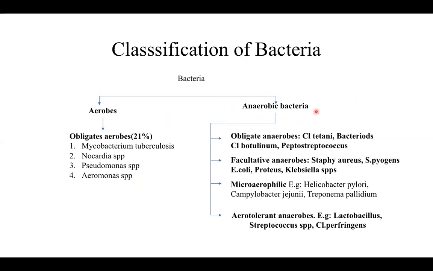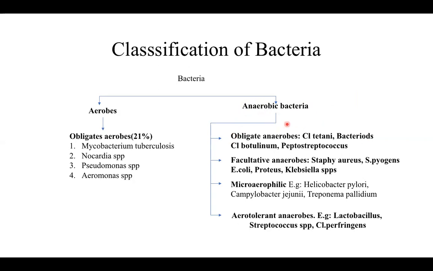While those bacteria which do not require oxygen, or which can grow in a trace amount of oxygen, or which can grow in the presence or in the absence of oxygen, are known as anaerobic bacteria. Anaerobic bacteria are those which do not require oxygen to grow, or require a very low concentration of oxygen to grow, or can grow in the presence or absence of oxygen. These types of bacteria are known as anaerobic bacteria.